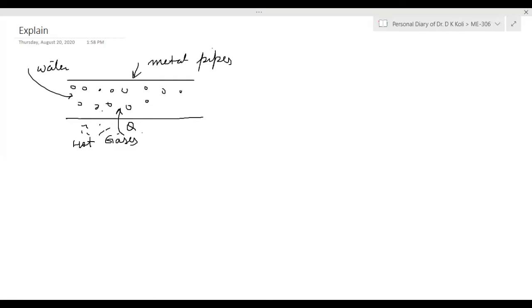Metal pipe. Now what is happening, because of the salt, this salt deposition occurs here on the inside surface of the pipe. Because there is a salt deposition, a layer will be formed over the inside surface of the pipe. Such type of layer is formed here. This is the layer of salt because of the salty water. Layer of salt.